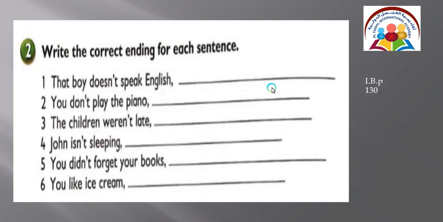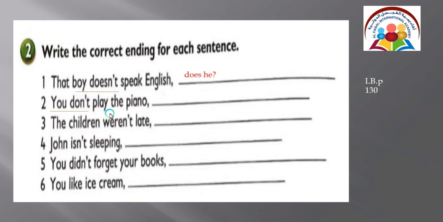Question number 2, write the correct ending for each sentence. As you see, the boy doesn't speak English. What do you think here? The boy doesn't speak English. We have here the auxiliary doesn't, or verb to do. We have to make it not negative, it will become does he. Why does he? Because we have here doesn't will become does, and boy becomes he.